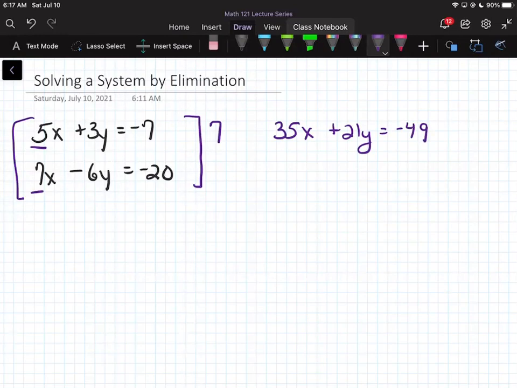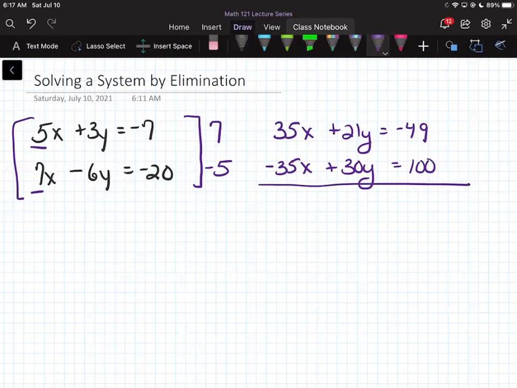Now I want my x value in the second equation to be negative 35. In order to do that, I'm going to multiply the bottom equation by negative 5. This gives me negative 35x plus 30y equals 100.